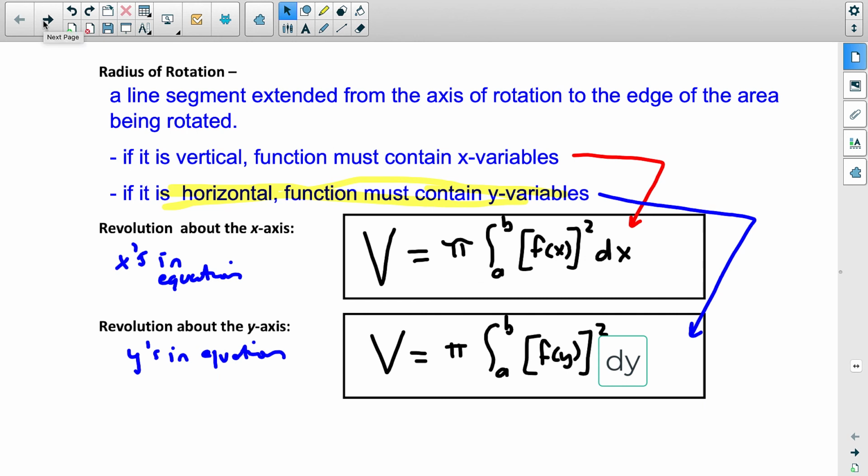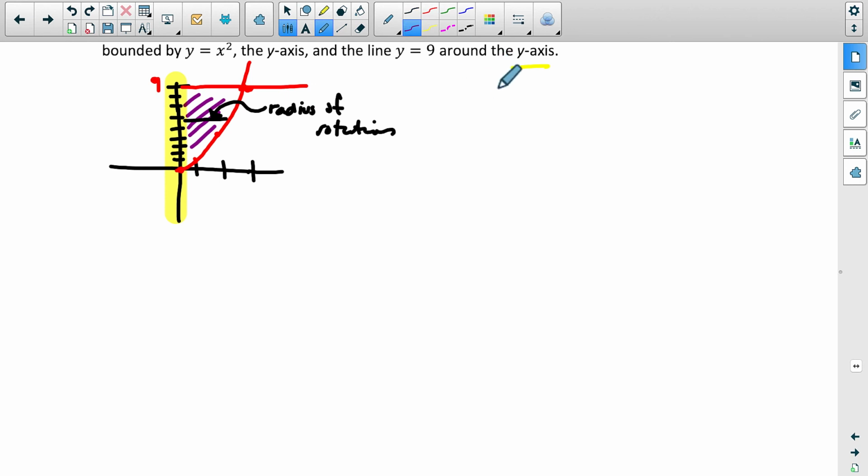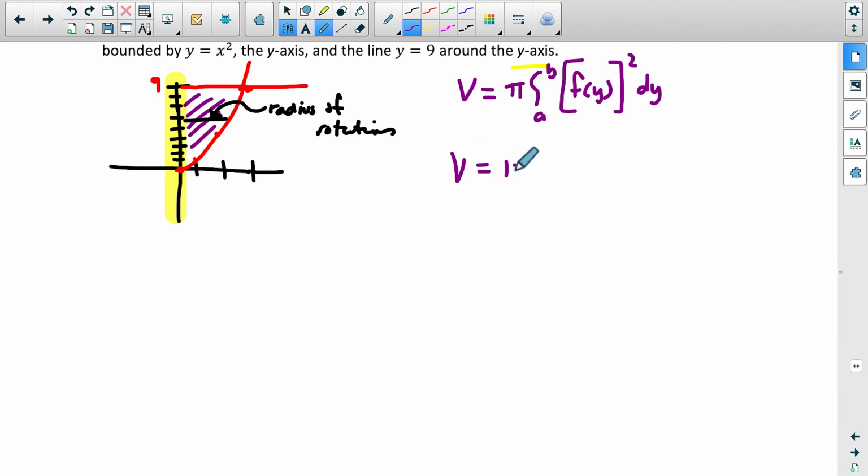So I'm going to write that formula down. And I've learned from my mistakes, I'm starting right up the top here. It has to be in terms of y. So v equals pi. Remember now, we're looking not from here to here. You wouldn't say, oh, the a is 0 and the b is 3, because we're rotating it this way. The a is 0 for sure, but the b is 9. You're rotating from 0 to 9. So those are your bounds here, 0 and 9.